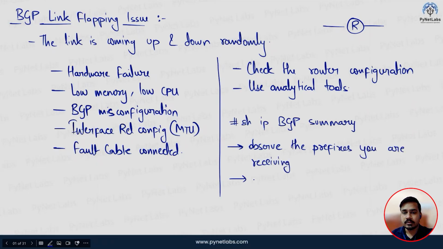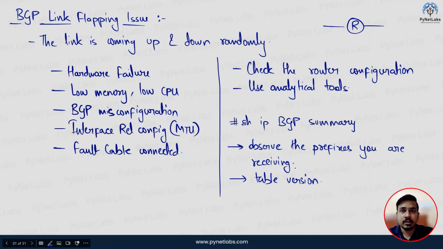And the other thing is the table version. If the table version is changing rapidly, like during a short interval of time, like 1 minute or 2 minutes, the table version keeps on changing and you're receiving a very small number of prefixes, that could give the indication that there might be a link flapping issue on your network.